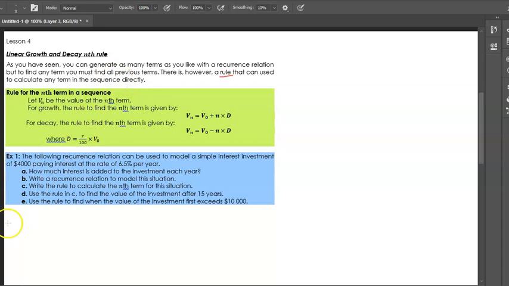How this rule works is, let v of n be the value of the nth term. So for growth, the rule to find the nth term is given by v of n is equal to the initial plus n times the common difference. And if you're looking for the 16th term, or 16th iteration rather, you will just plug in 16 times whatever the difference is, and you add that to the initial amount. For decay, the rule is the same, but instead of plus, it is minus. And if you're trying to find a common difference where a percentage has been provided, you will use this formula here like we did in the previous lesson.